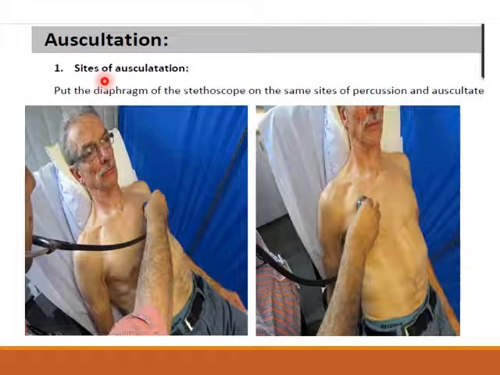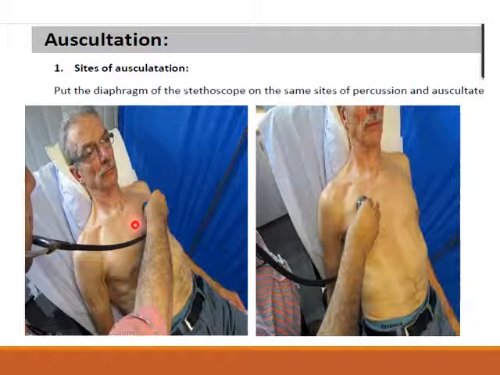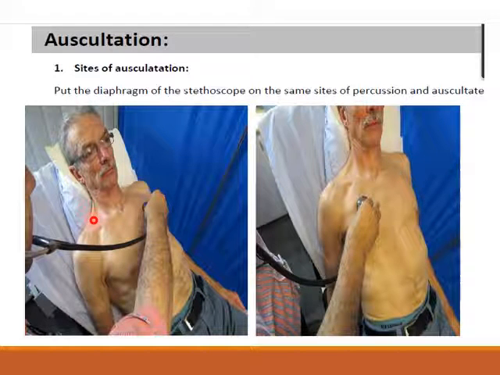First, what are the areas of auscultation that you have to examine? We have to examine the anterior chest, axilla, and the back. For most of the chest, we will use the diaphragm of the stethoscope, which is the base of the stethoscope. We only use the bell to auscultate the apex of the lung, because it has a high pitched sound, which is the area above the clavicle.